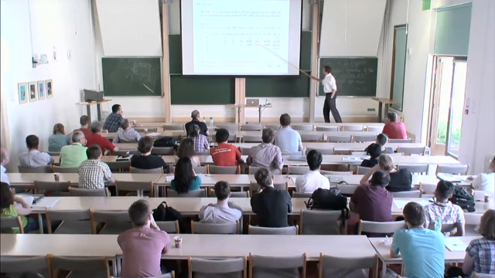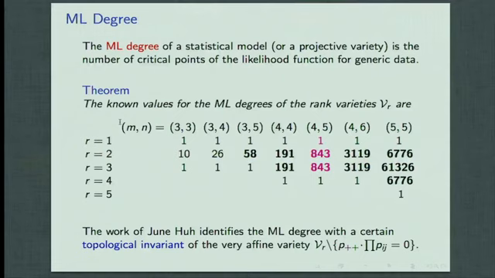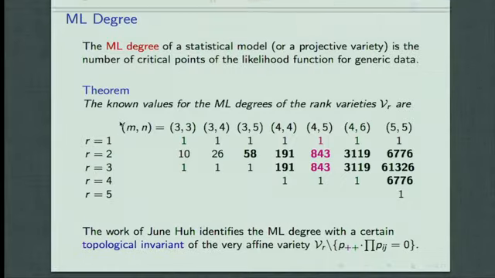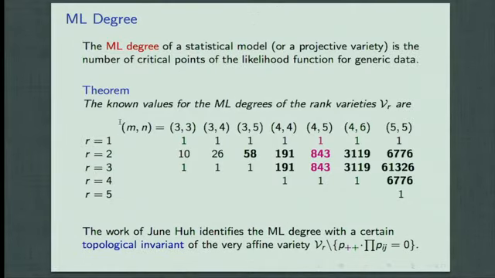So now there are more numbers, right? So for example, for 4 by 5 matrices, the ML degrees are 1, 8, 43, 843, 843, 1, right? So compare that. So the degrees were 30, 35, 50, 10. The ML degrees are 1, 8, 43, 843.